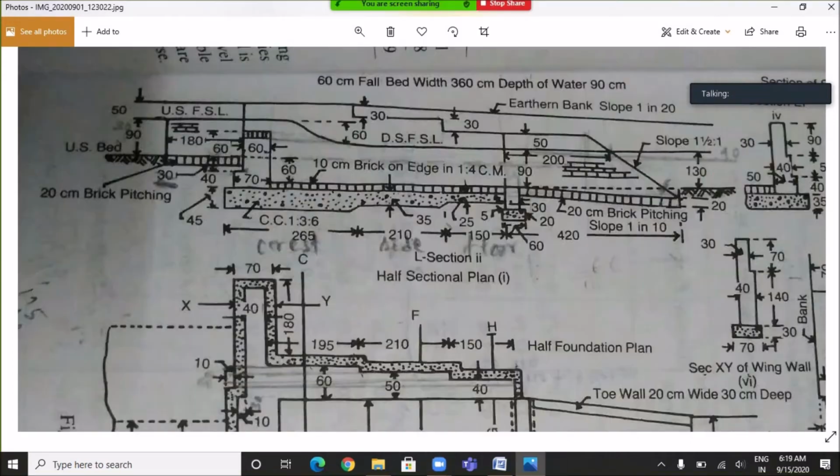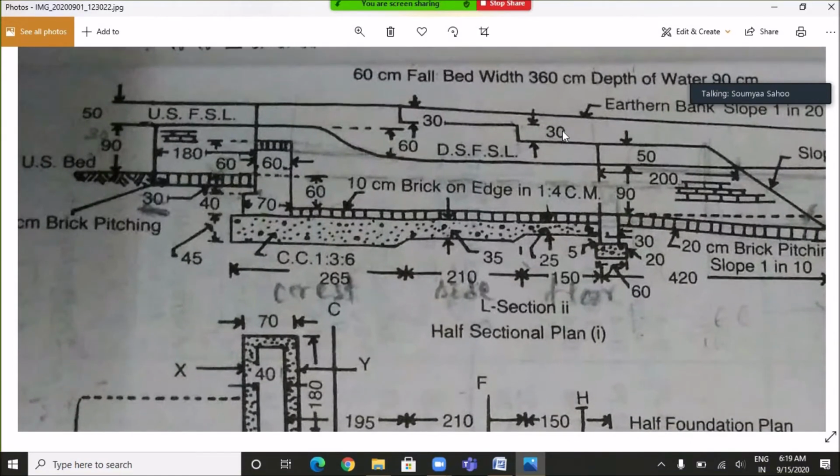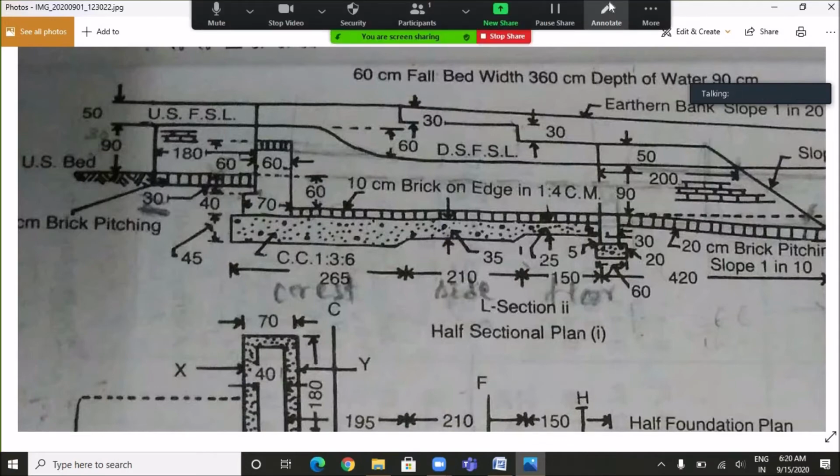And the height will be from this portion to this portion where the pointing work is to be done. So this height will be 50 plus 90 centimeter plus this height, which is 60 centimeter. So the total height will be 2 meter.